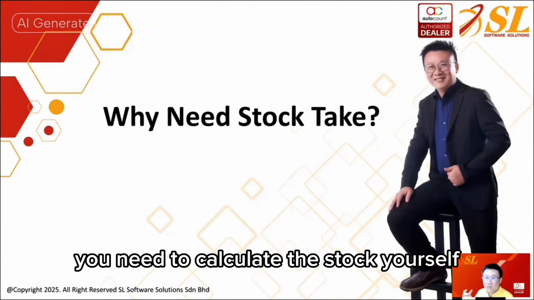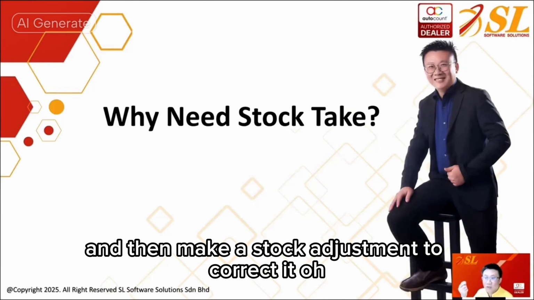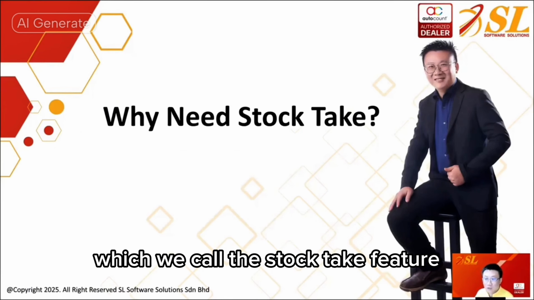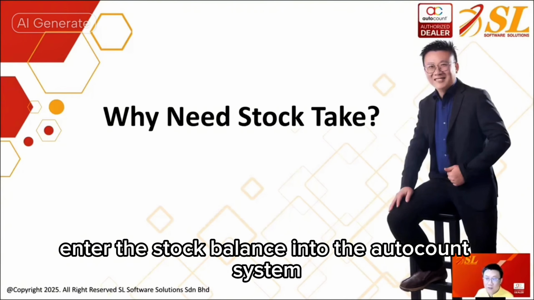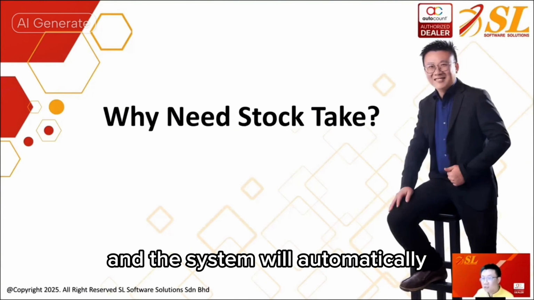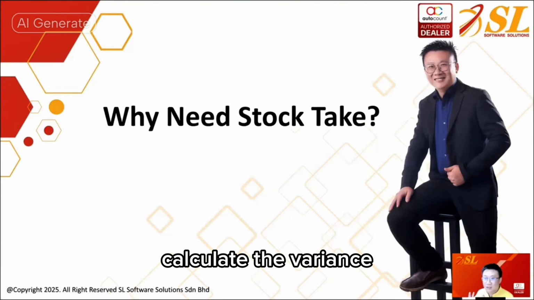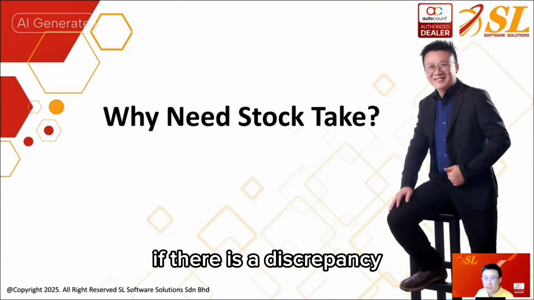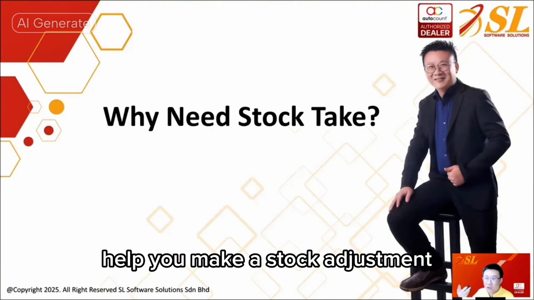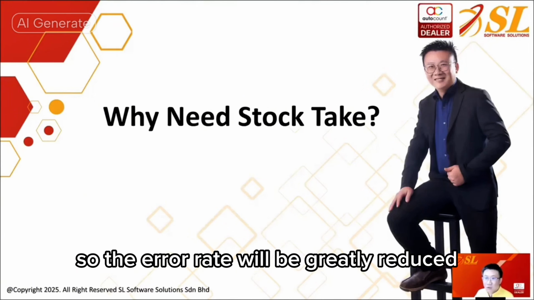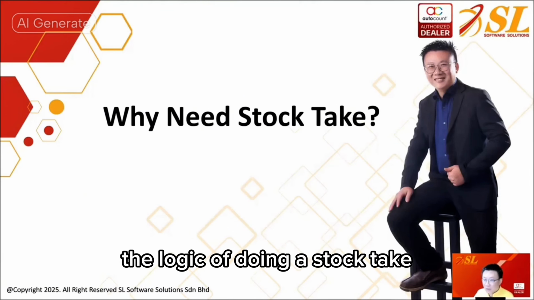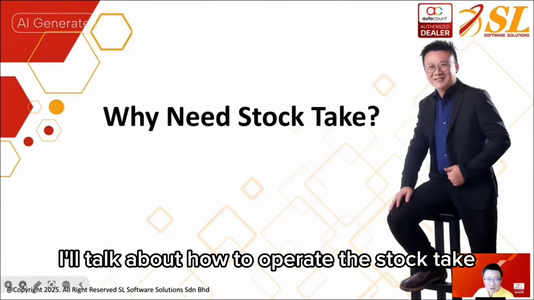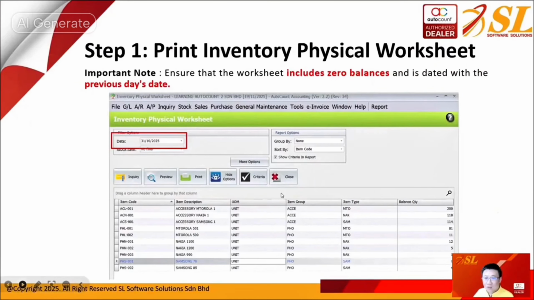In traditional systems, including AutoCount, after doing a stock take, you need to calculate the stock yourself and then make a stock adjustment to correct it. But AutoCount has a new feature, which we call the stock take feature, and I will explain it later. With this feature, we just need to enter the stock balance into the AutoCount system, and the system will automatically calculate the variance. If there is a discrepancy, the system will automatically help you make a stock adjustment, so the error rate will be greatly reduced. But even with such a convenient function, you still need to understand the logic of doing a stock take. Without further ado, I'll talk about how to operate the stock take.